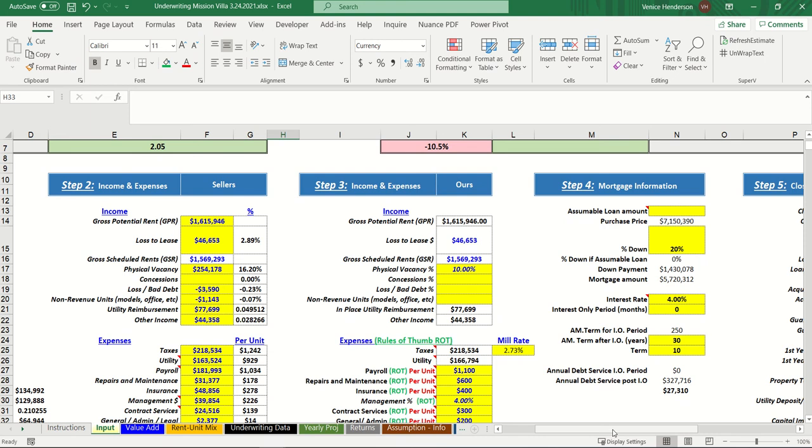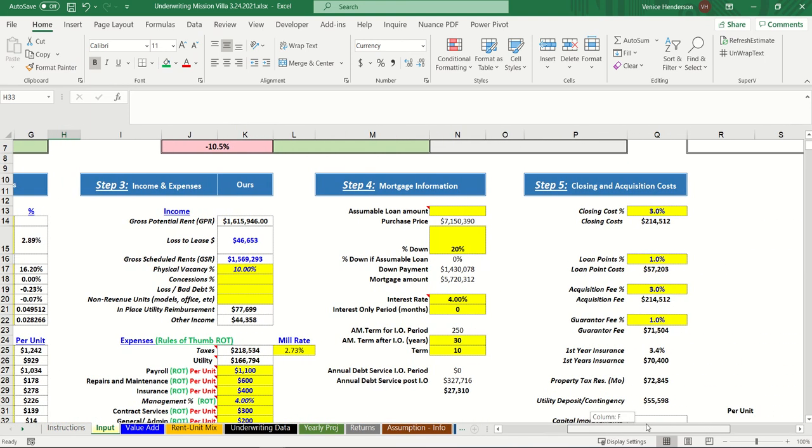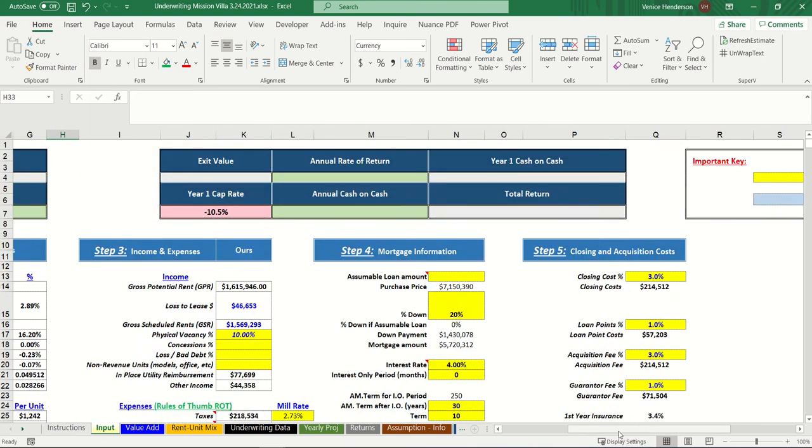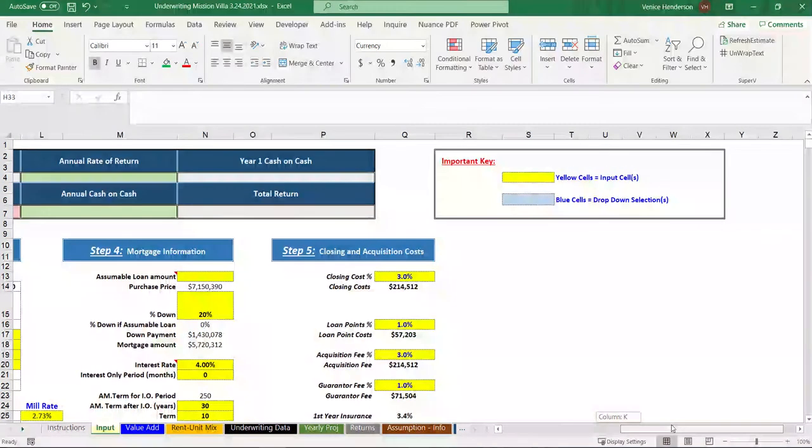You all, it is 12:34 here, so I'm gonna just continue to go on. This is the mortgage information. I'm feeling pretty good. Let's move on to step 5.